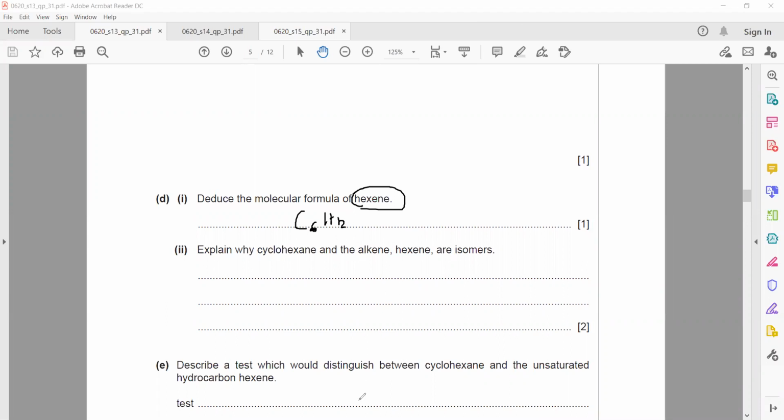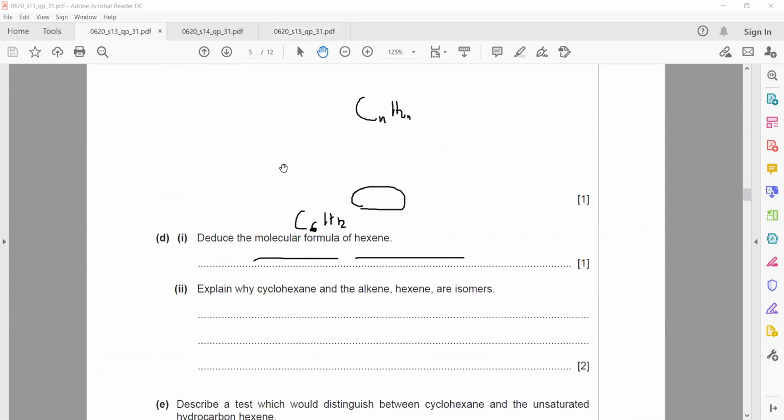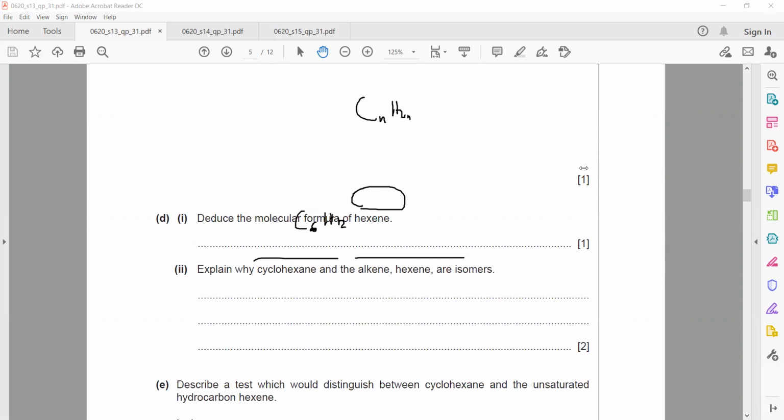You can also use the concept of the general formula CnH2n, so the number of hydrogens is twice the number of carbons. Why are cyclohexane and hexene isomers? The molecular formula of hexene is C6H12 and the molecular formula of cyclohexane is C6H12. They have the same molecular formula and different structures. That's why we call them isomers. So you have to write the definition of isomer here.